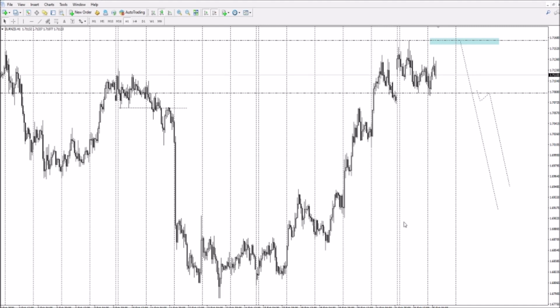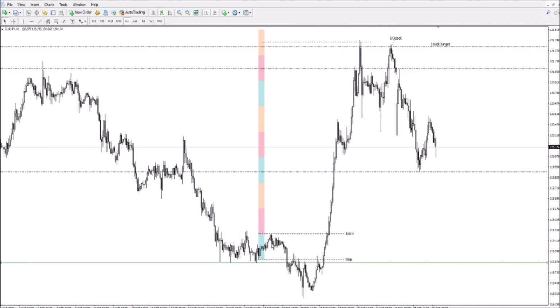Sorry for the lack of videos. Last week had to spend time with the group developing other things. Took a lovely trade on Euro Yen actually, but it's just a monster trade, so we had to keep an eye on that.